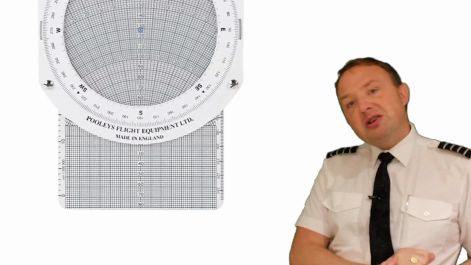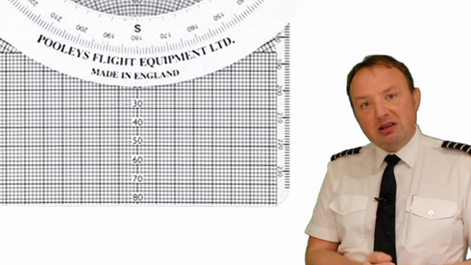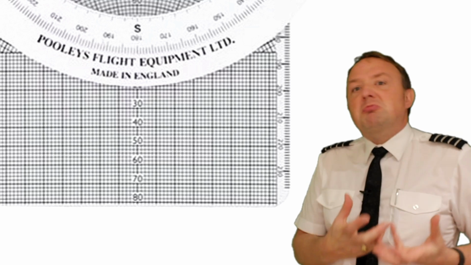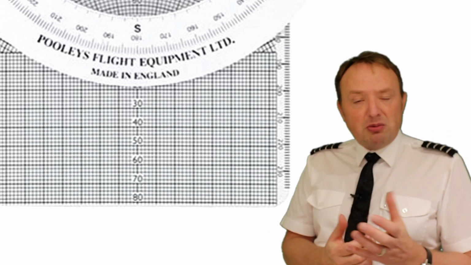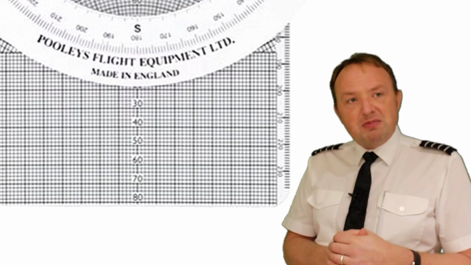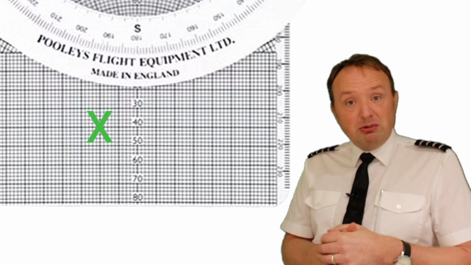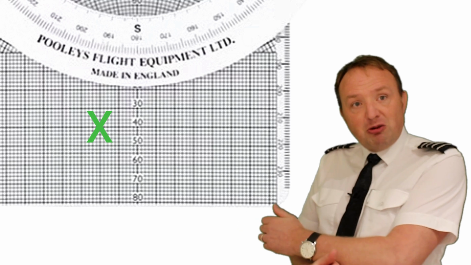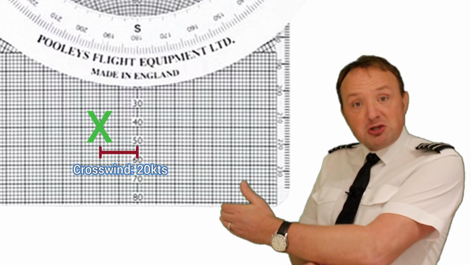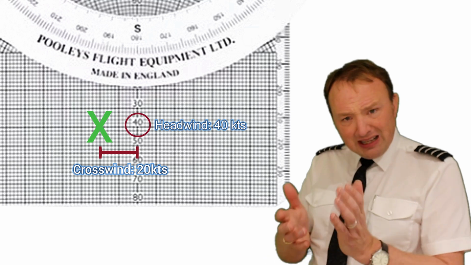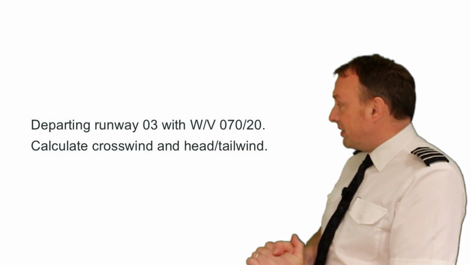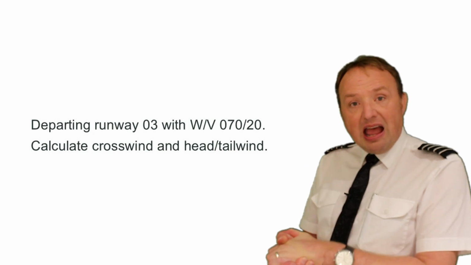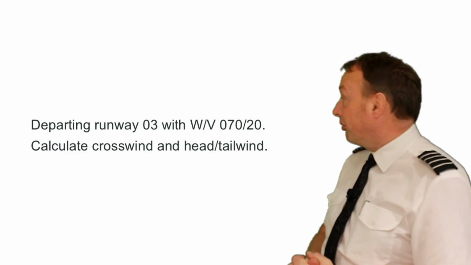That's where the lower section of our CRP5 wind side comes into play. The process for calculating headwind, crosswind, tailwind is pretty much the same as when we use the upper section. That is, we start by marking the wind down where possible. But what this gives us is, rather than a relative measure of drift, it gives us the absolute measure of crosswind and head and tailwind components. Let's start with an example where we're going to take off from runway 03 with the wind 070 degrees at 20 knots. How much of that is a headwind? How much of that is a crosswind?